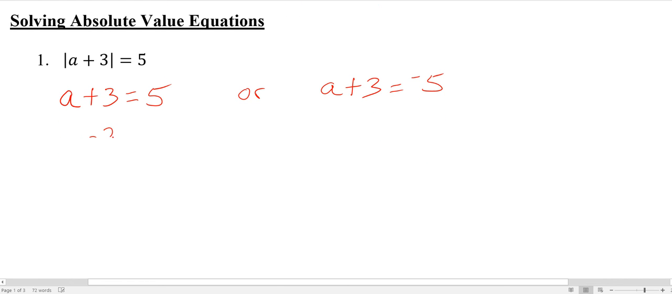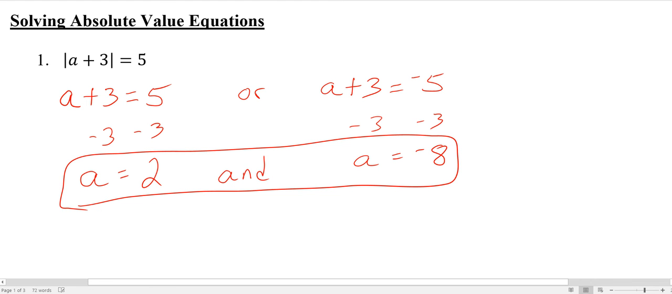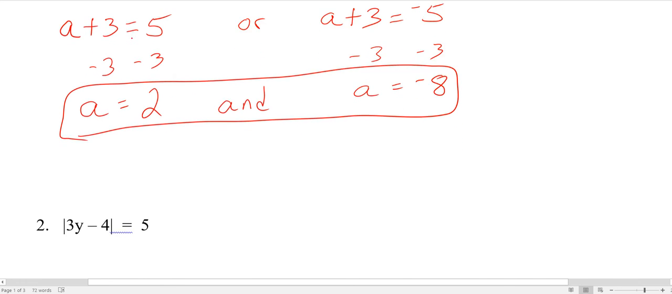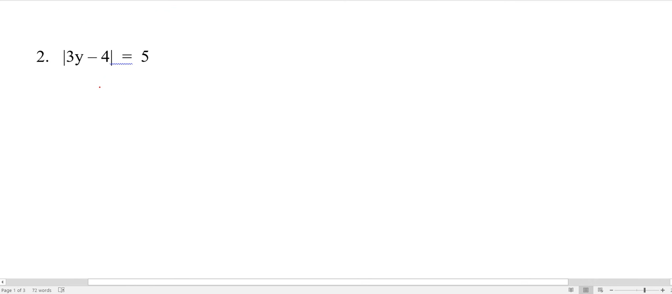We can subtract 3 from both sides. We end up with a is equal to 2 over here. We subtract 3 from both sides, and a is equal to -8. So we have a is equal to 2 and a is equal to -8. All right, so let's take that same concept and you try it out on your own. Pause the video now as you attempt number 2.